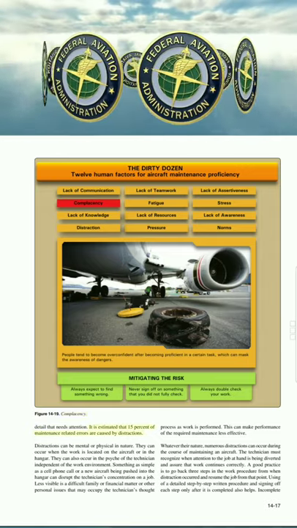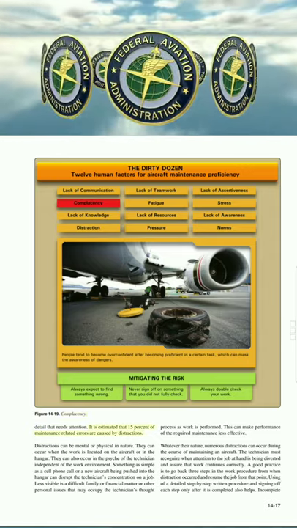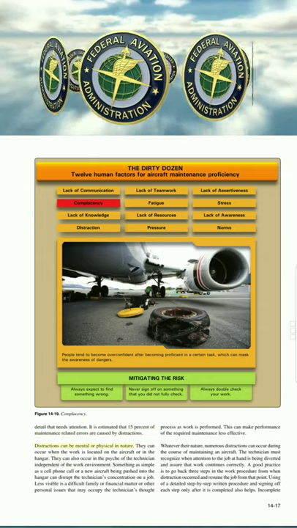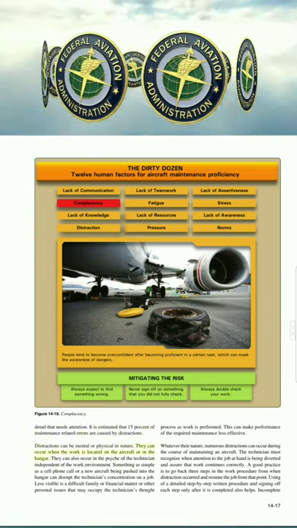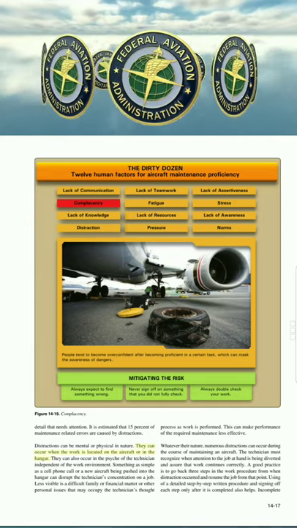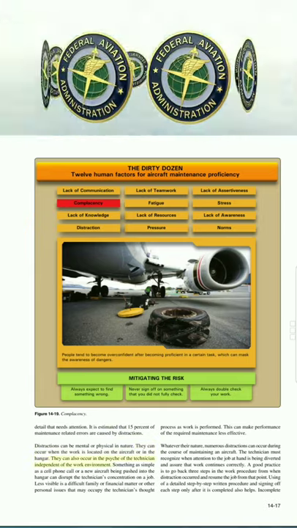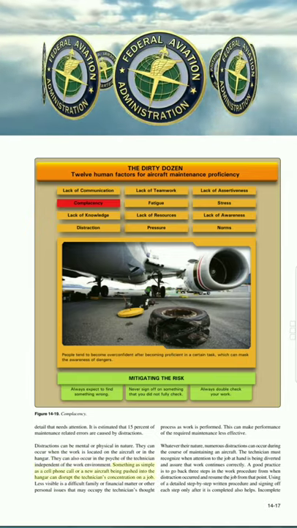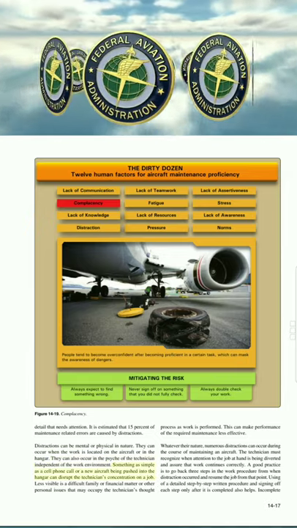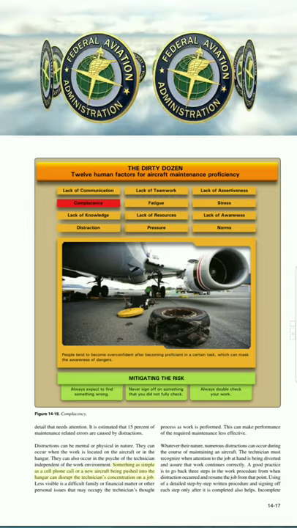It is estimated that 15% of maintenance-related errors are caused by distractions. Distractions can be mental or physical in nature. They can occur when the work is located on the aircraft or in the hangar. They can also occur in the psyche of the technician independent of the work environment. Something as simple as a cell phone call or a new aircraft being pushed into the hangar can disrupt the technician's concentration on a job.